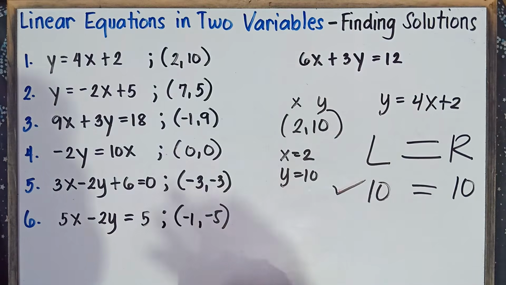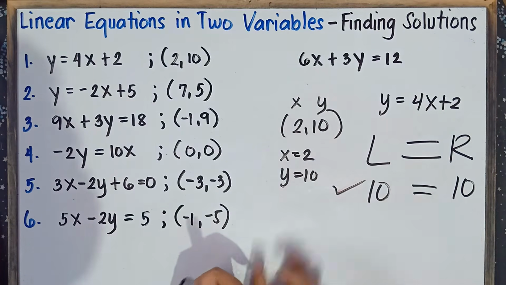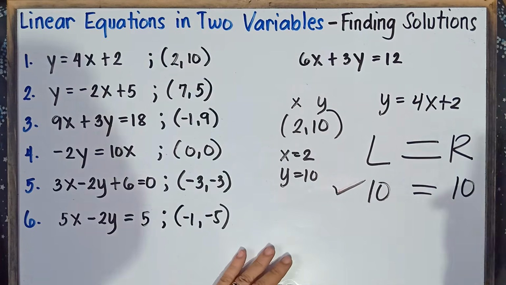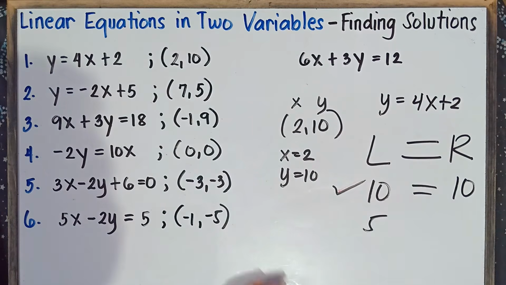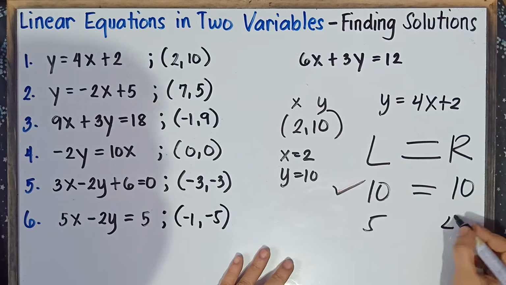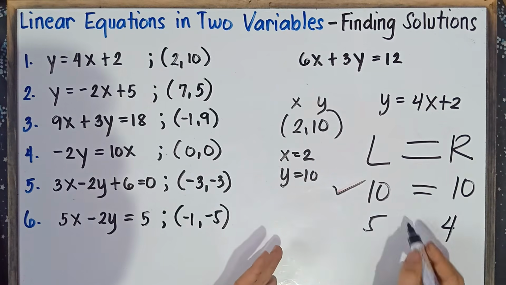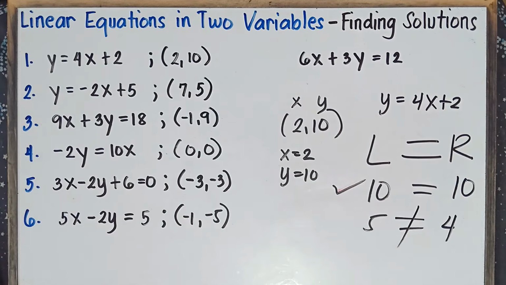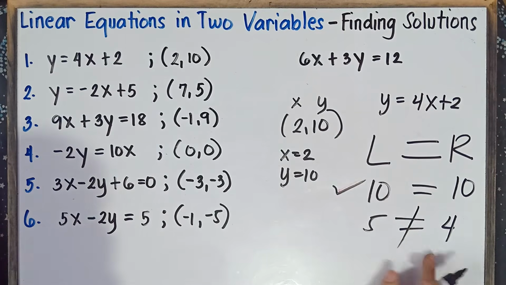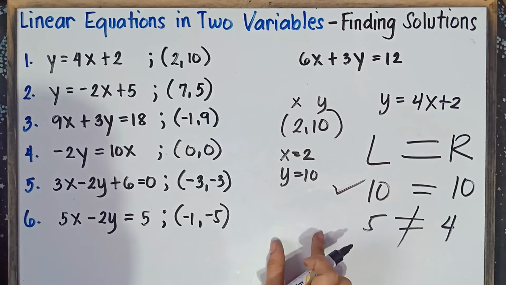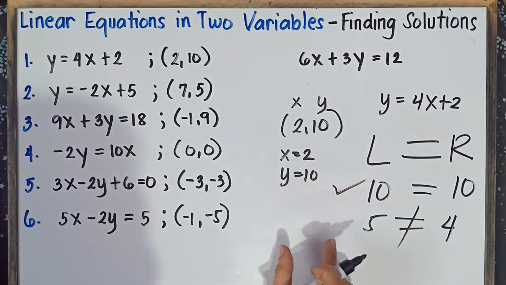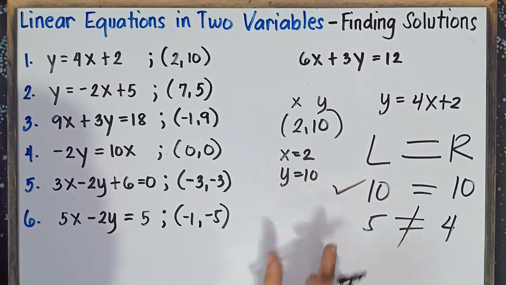Now, when you substitute the value of x and then the value of y, and the left expression is not equal to the right, for example, the answer on the left expression is 5 and the answer on the right expression is 4. Of course, we know that 5 is not equal to 4. It will not satisfy the equation. Therefore, class, the ordered pair is not a solution. Simple as that, class. I hope it's clear for you, class.